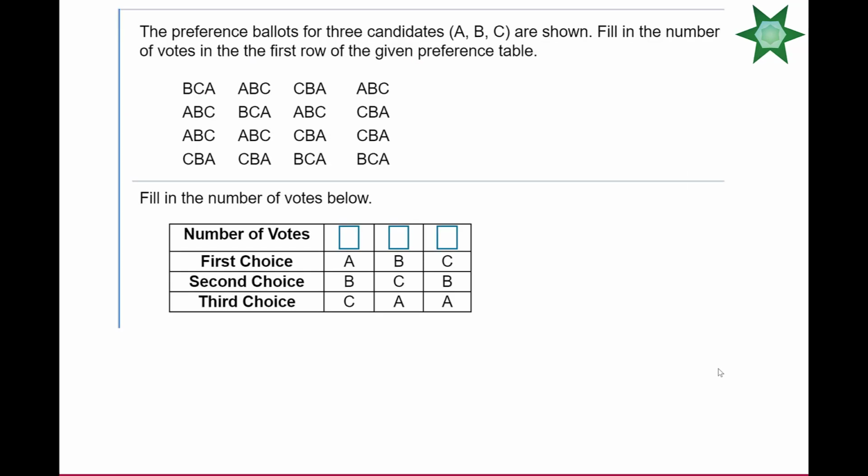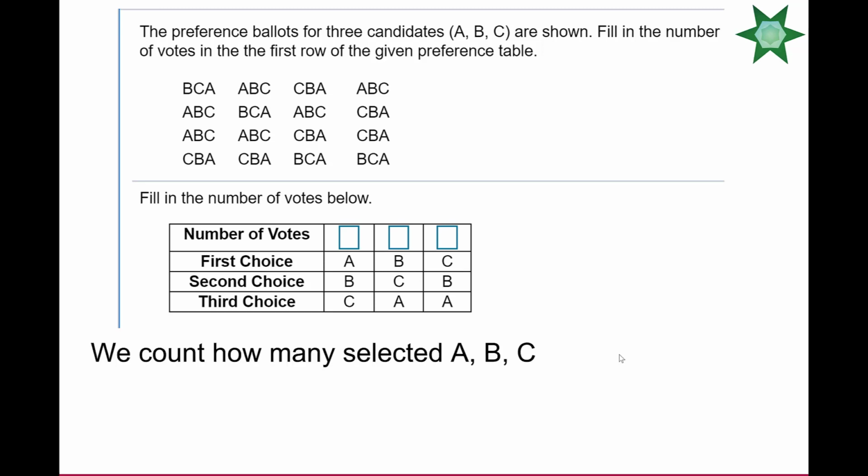And here's an example of you creating a preference table given the vote. The voters were asked to rank the preferences for 3 candidates, A, B, and C, and here are the preferences shown in this display here, and we want to go ahead and tabulate how many people selected first the order A, B, C. So we look and we count among the 16 outcomes, and we see there were 6.